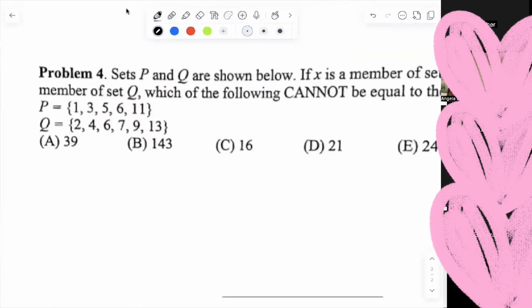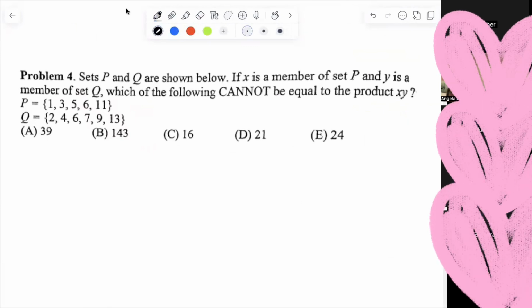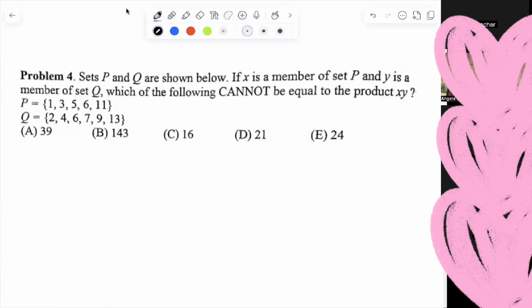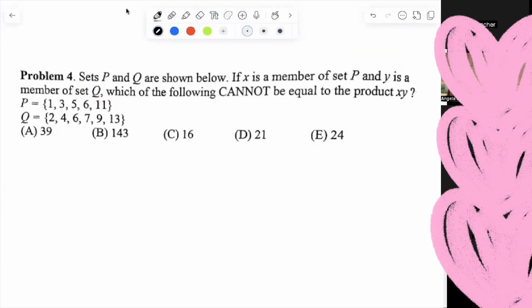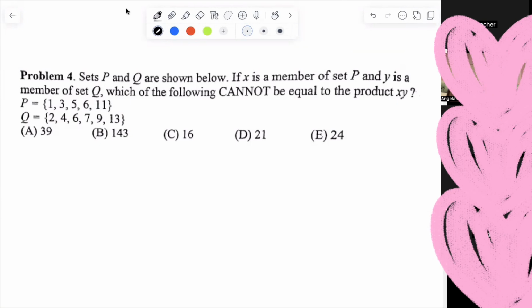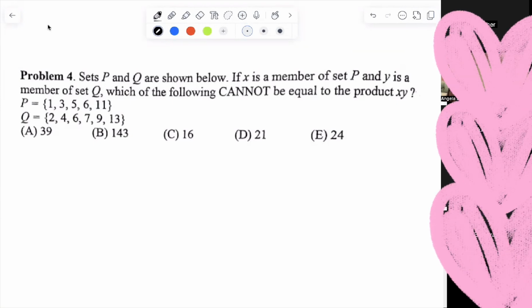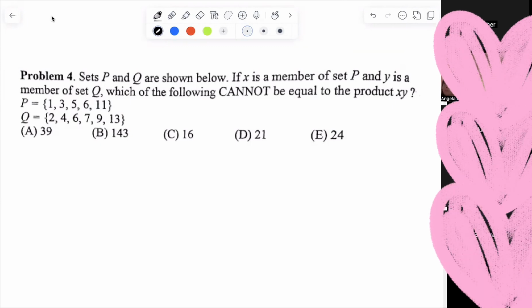Now let's move on to problem 4. Sets P and Q are shown below. If X is a member of set P and Y is a member of set Q, which of the following cannot be equal to the product XY? P: 1, 3, 5, 6, 11. Q: 2, 4, 6, 7, 9, 13. Okay, I'll let you have a try on this question and tell me your answer through chat. Please private message.